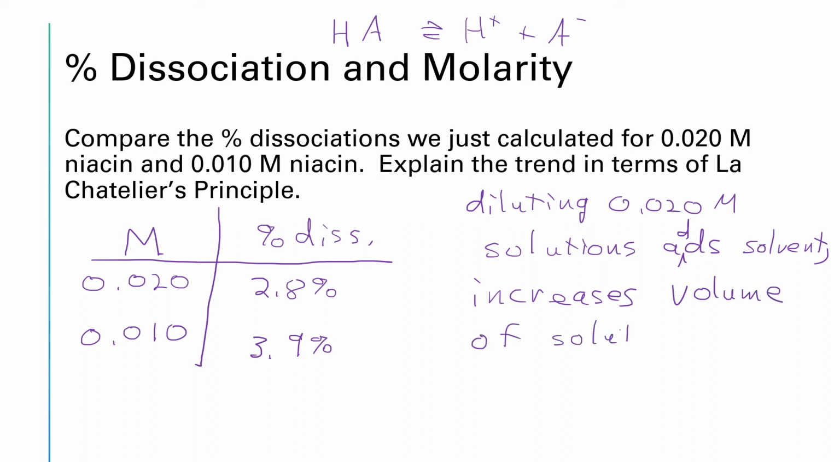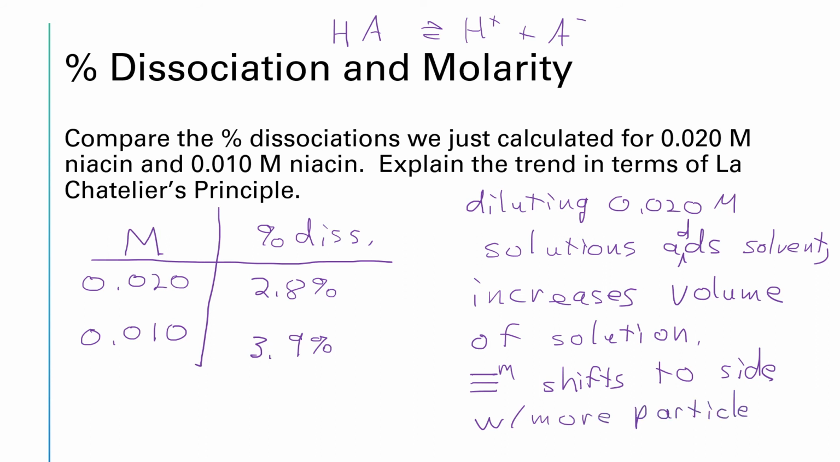And by Le Chatelier's principle, if we increase the volume of the solution, the equilibrium will shift to the side that has more particles. So the equilibrium shifts to the side with more particles. So that means the equilibrium will shift to the right-hand side, which means more stuff ionizes. So the more dilute solution will have the greater percent ionization. So more dilute means greater percent dissociation.